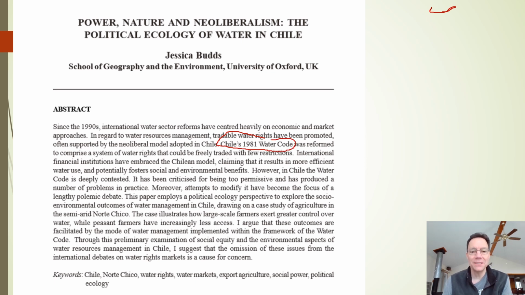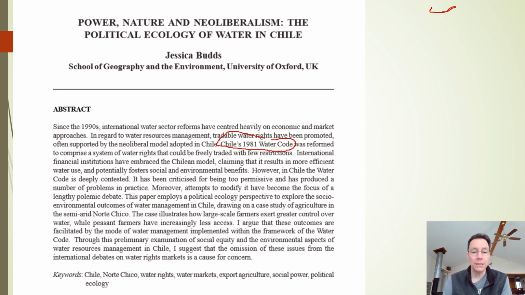So this was quite a long time ago, and they were one of the first nations to come up with this idea. And it's, as the title implies, a neoliberal approach to water use. And what that means is it's sort of a free market capitalism, trying to let people buy and sell and trade water rights without a lot of government intervention.